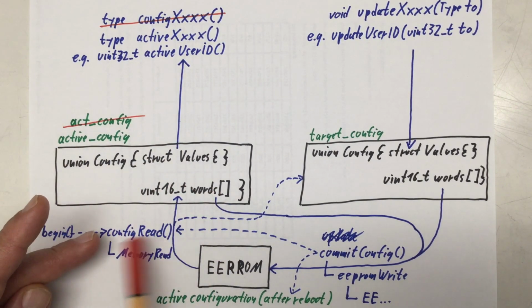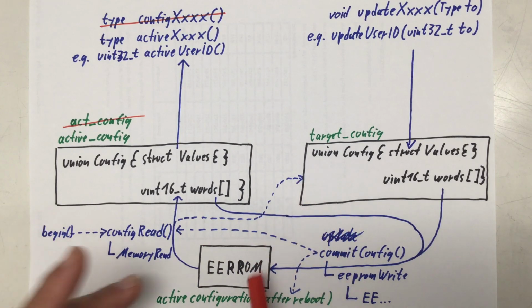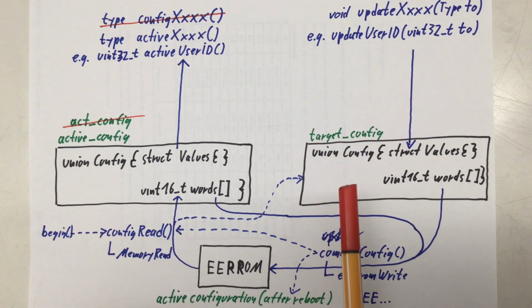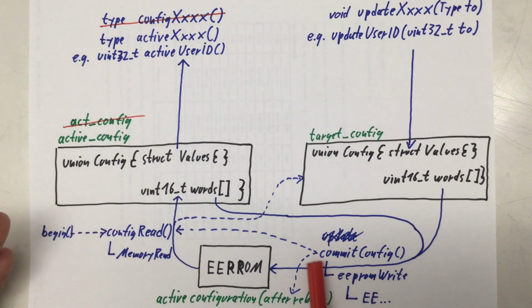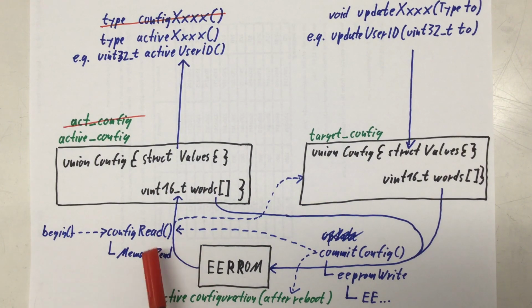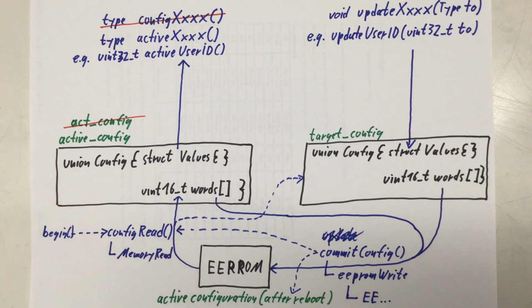In addition, config read in the future should also write the read values from the EEPROM into our target config. That will ensure that after a commit config, all three contain the same values. In addition, I will now begin to call config read, so we don't forget about that.